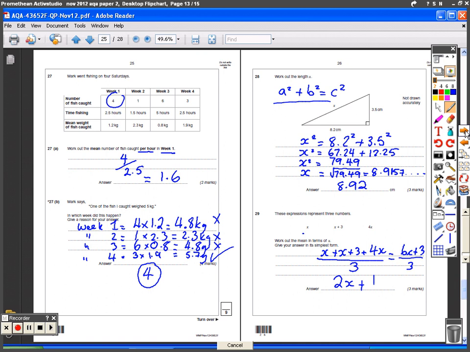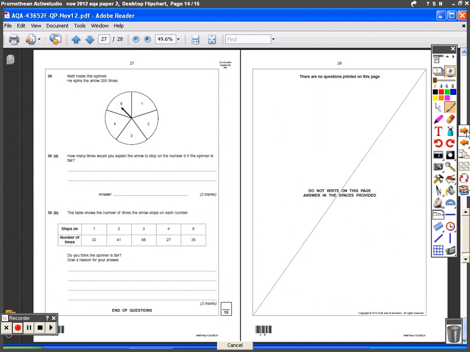Okay, question 30. Matt made this spinner. He spins the arrow 200 times. How many times would you expect the arrow to stop on the number 5 if it's a fair spinner? So with there being 5 sections and he spins it 200 times, share 200 out amongst 5 sections, gives me an answer of 40 times. So I'd expect 40 of each number to come out, which adds up to 200.